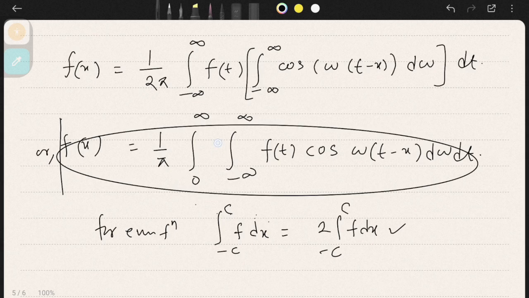Actually here, this d omega dt will be reversed. It will be dt d omega. Here the even function is cos omega (t minus x). So cos is even in terms of omega. If t is not even or odd, it can be anything. We don't know here. So yeah, that's the Fourier integral theorem.